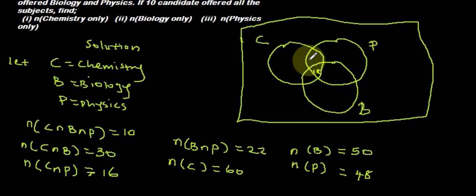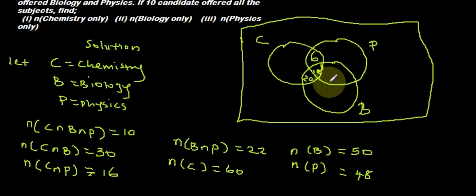We have chemistry and biology, 30. So you go to the circle for chemistry and the circle for biology. The place they have in common, which is this place, that's 30. So you do 30 minus 10, which is 20. So here will be 20, because this place is what is showing the intersection of the two. Then we go for chemistry and physics. We have 16. You do 16 minus 10. Here we have 6. This is chemistry and physics.